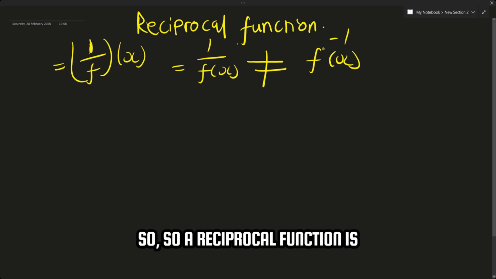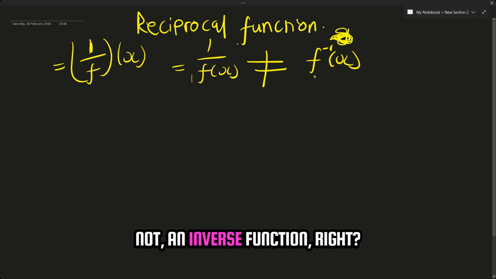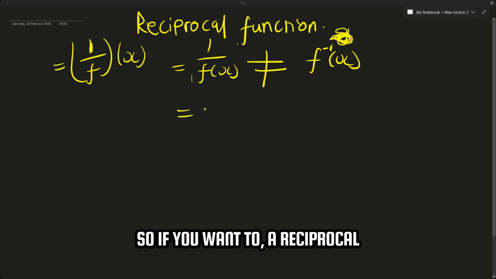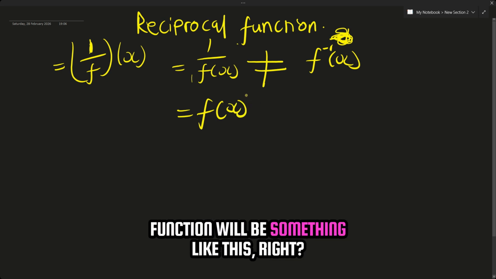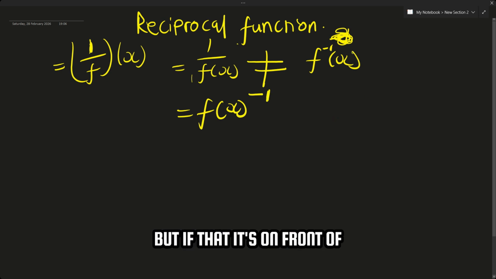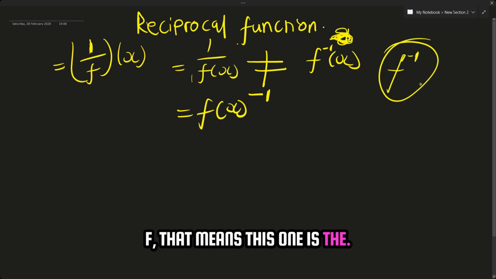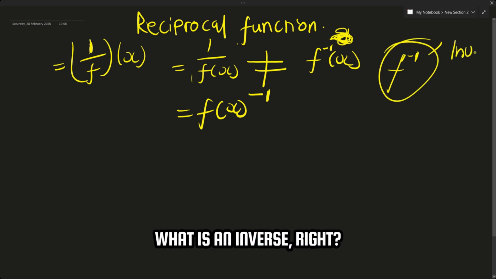So a reciprocal function is not an inverse function, right? A reciprocal function will be something like this, right? But if the minus 1 is on top of the f, that means this one is an inverse, right?